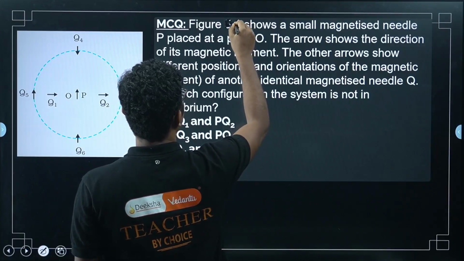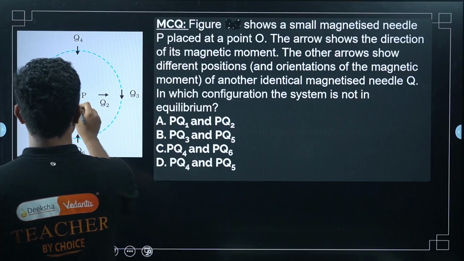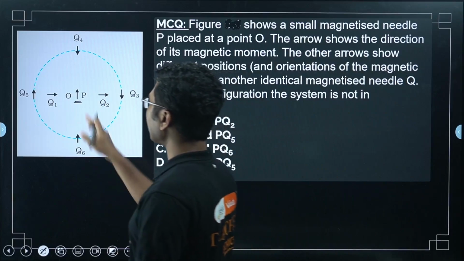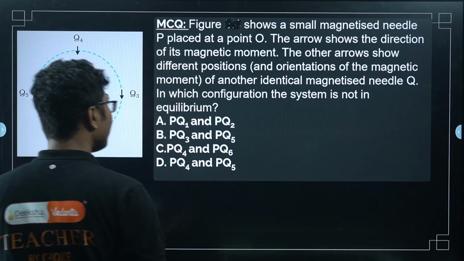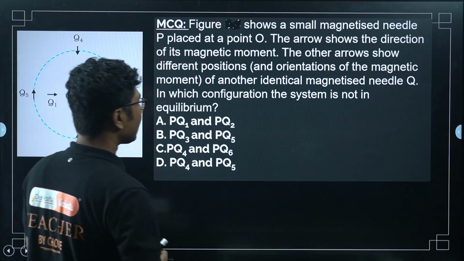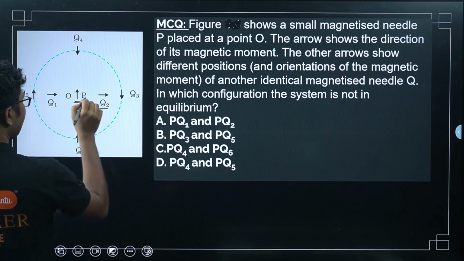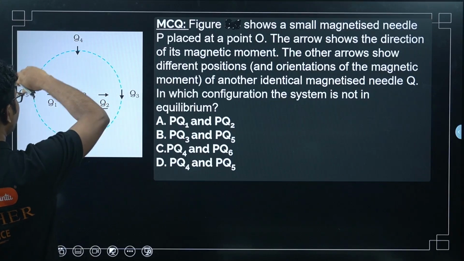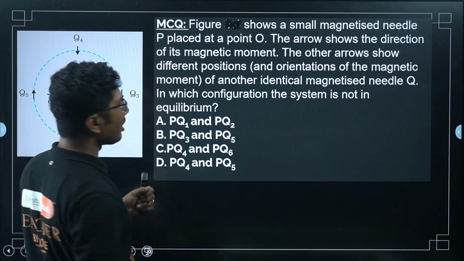Okay, the figure shows a small magnetized needle placed at point O. The arrow shows the direction of the magnetic dipole moment. The other arrows show different positions and orientations of the magnetic moment of another identical magnetized needle Q. So this is the main starting position of P. This is fixed, and you take another magnetized needle and place it like this. Now they have asked in which configuration the system is not in equilibrium.